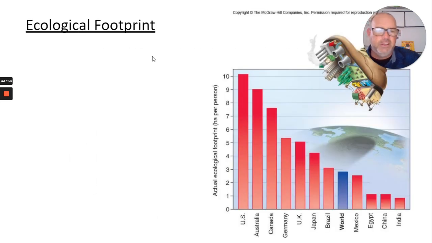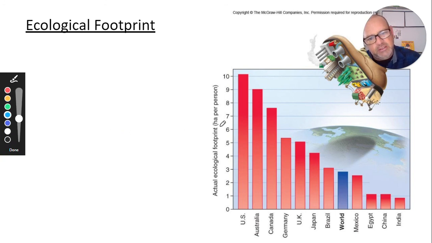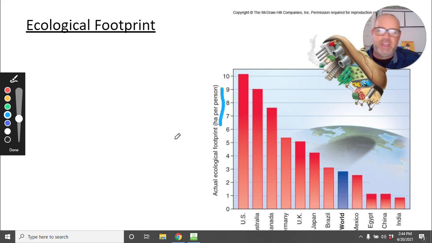So this one's kind of interesting, the ecological footprint. This means how much energy and resources each country is using. I think it says an actual ecological footprint per person. So hectares, the HA is a hectare per person. So look who's leading the way. So basically, we use more energy and resources per person in our country than everybody else.